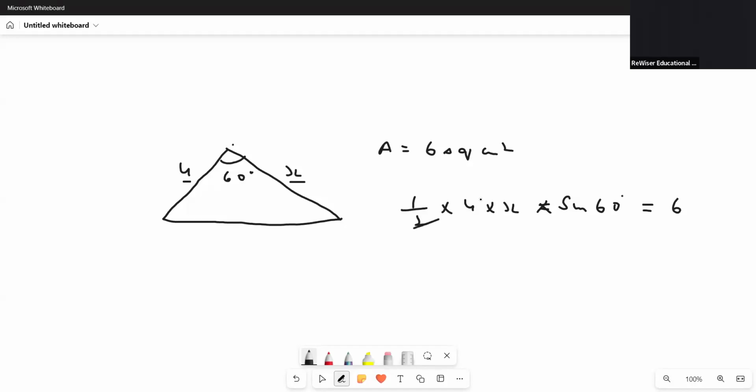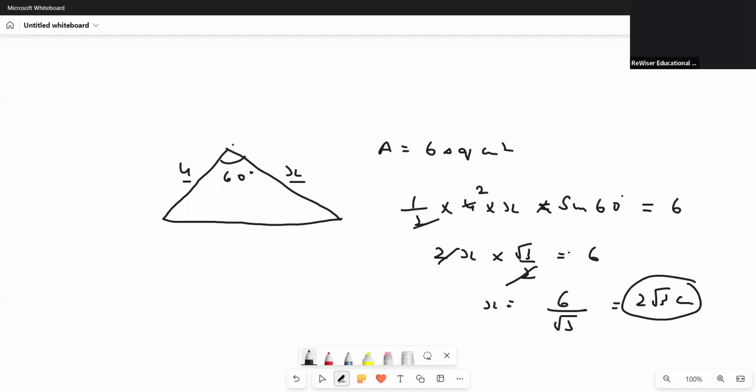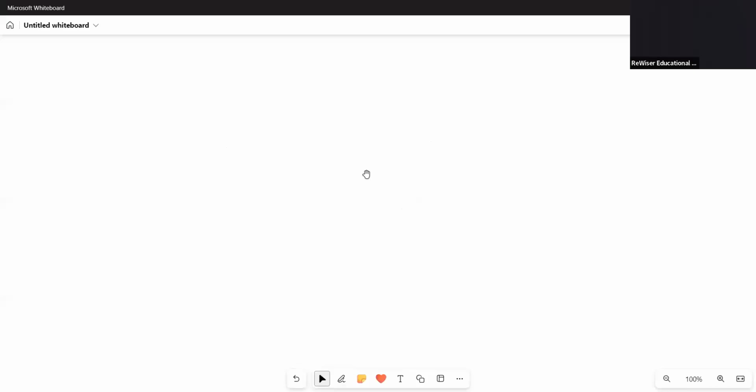So I can cancel this and write 2x into sine 60, which is root 3 by 2, equals 6. Again, 2 gets cancelled. So the value of x is 6 over root 3, or we can write it as 2 root 3 centimeters. So that's the length of the side that we are looking for. You have to apply the formula correctly. You have to look out which parts are given, which parts are not given, and then apply the formula to get the result.